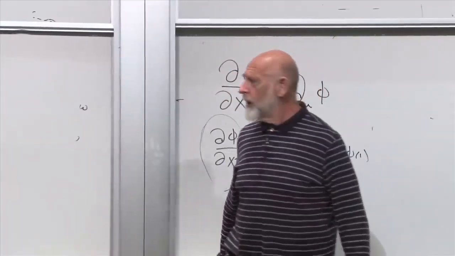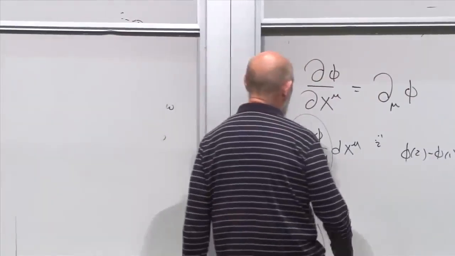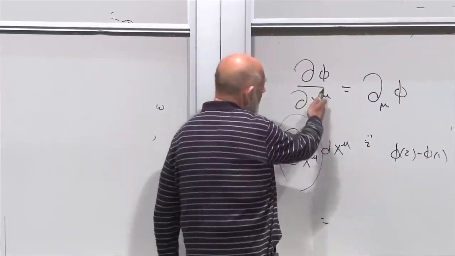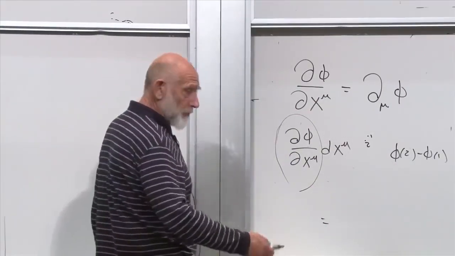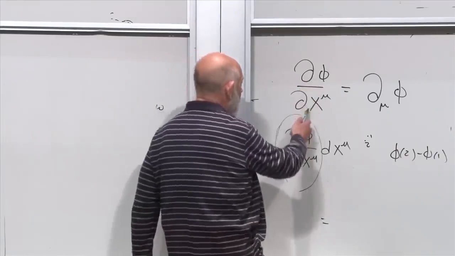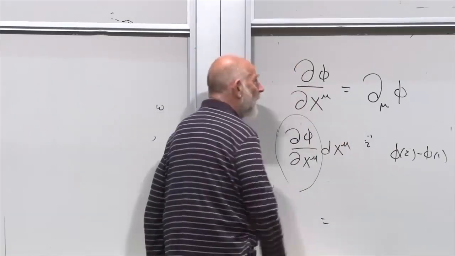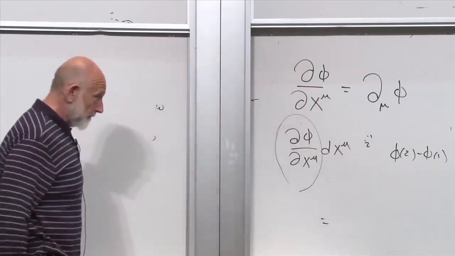So there is a theorem which says that whenever you hit anything with, or in particular a scalar, but I'll give you some more examples in a moment. If you hit a scalar with d by dx mu, it gives you a 4 vector.